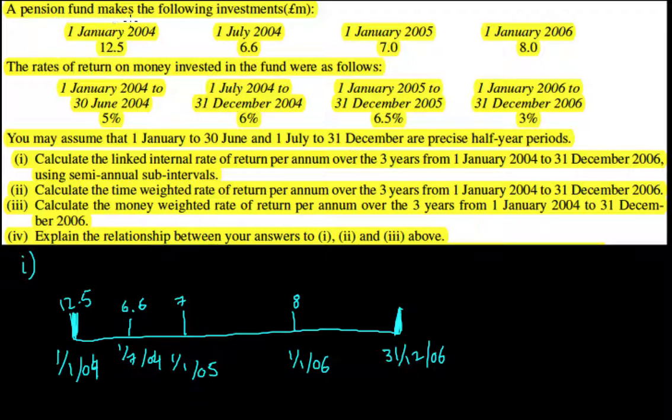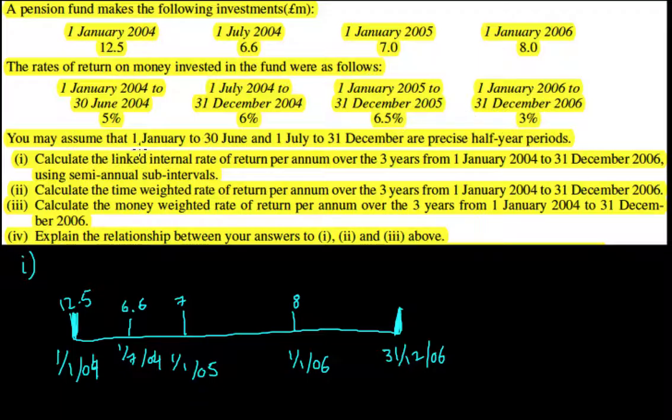So a pension fund makes the following investments in £1,000,000. It looks like we start with 12.5 mil, then we add on 6.6, 7 and 8 depending on the date. And the rates of return that we get, between half a year we get 5%, another half a year 6%, and the full year 6.5% and 3%.